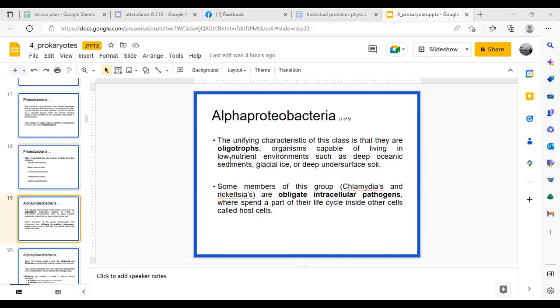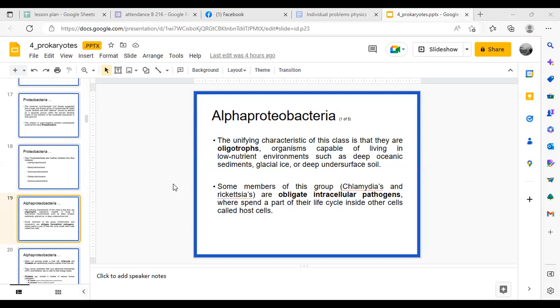So from the word oligo, which means few, they use up only low nutrients, even if it's scarce in that environment. So you have alpha proteobacteria that are found in deep undersurface soil, even in glacial ice. Okay, so you have also some bacteria in this group that are pathogens.